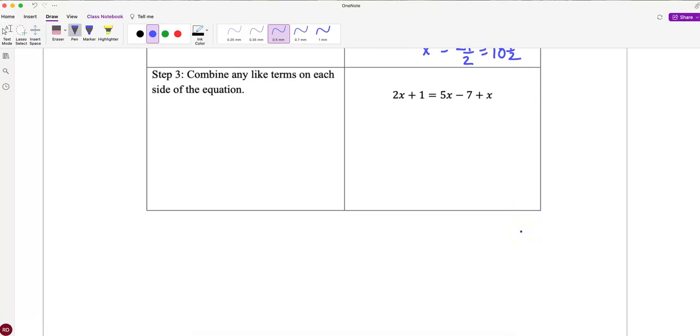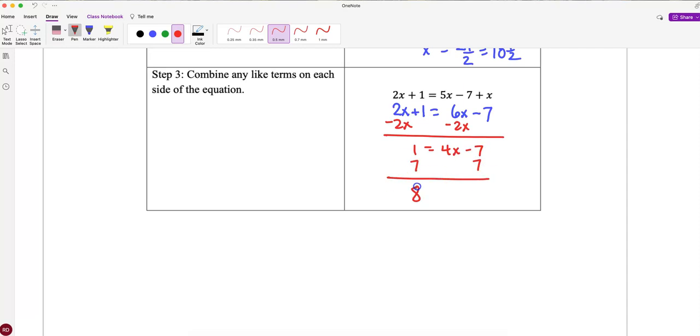Again, when I see multiple terms that can be combined on one side, I make things more efficient if I combine like terms. Nothing can be combined here on the left. On the right, 5x plus x is 6x, so 6x minus 7. Now, to gather everything with an x on one side, I can subtract 2x from both sides. 1 equals 4x minus 7. Now I can add 7 to both sides. 8 equals 4x. Therefore, x equals 2.